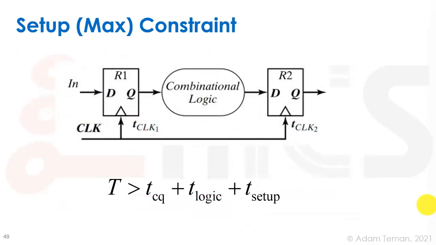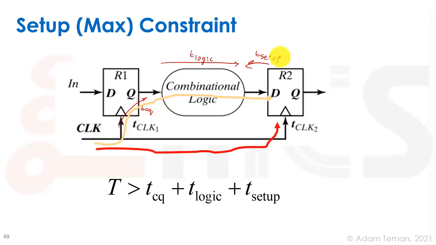Let's put that into a simple equation. We know that the clock period, that's the time between the two edges, has to be bigger than 3 components. Number 1, the delay through our flop, that's the TCQ. Number 2, the delay through our logic, that's the T logic. And number 3, the T setup time, that's the amount of time before the clock edge that we need our data to be stable. And so we see that this is a race between the launch path and the capture path. We need our launch path to be shorter than our capture path, which is basically the length of one cycle.